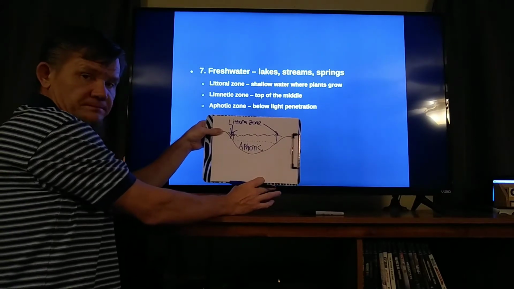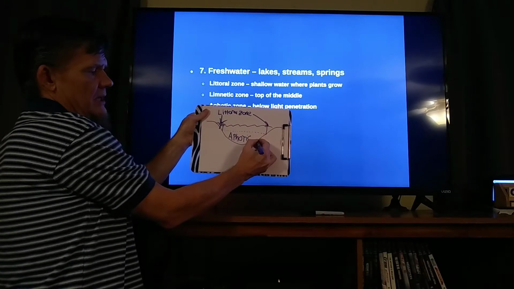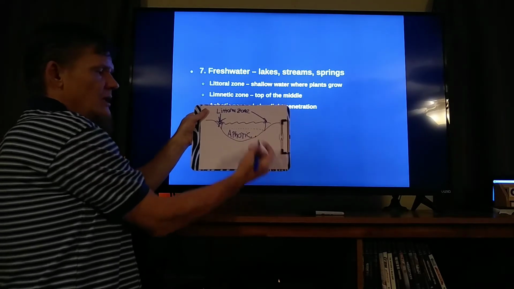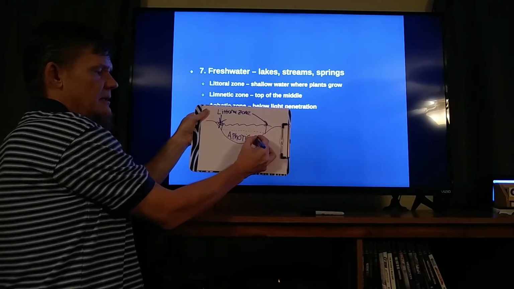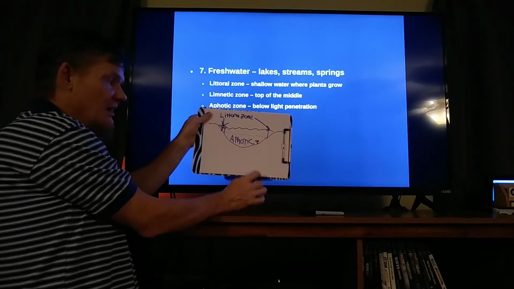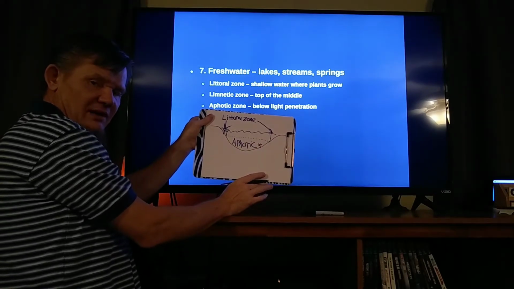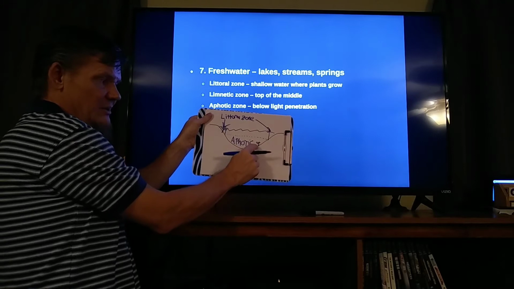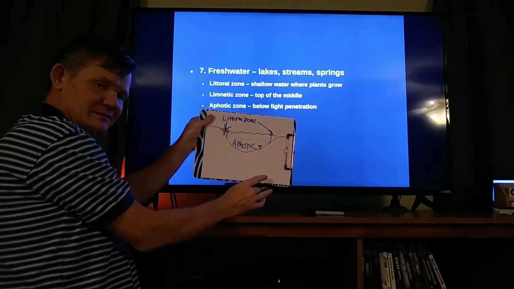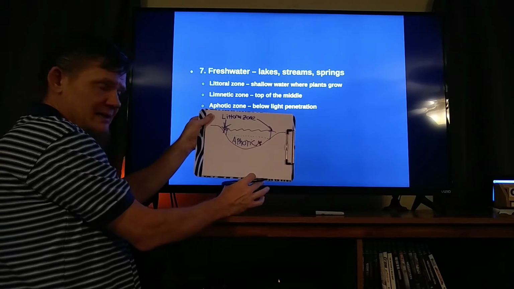The littoral zone. Imagine if a seed fell in the water and made it all the way down here. When that little seed sprouts and my little plant comes up and tries to grow, what's going to happen? It is below the distance that light can penetrate to support photosynthesis. So what's going to happen to that poor little plant? It's going to die because it can't reach light.